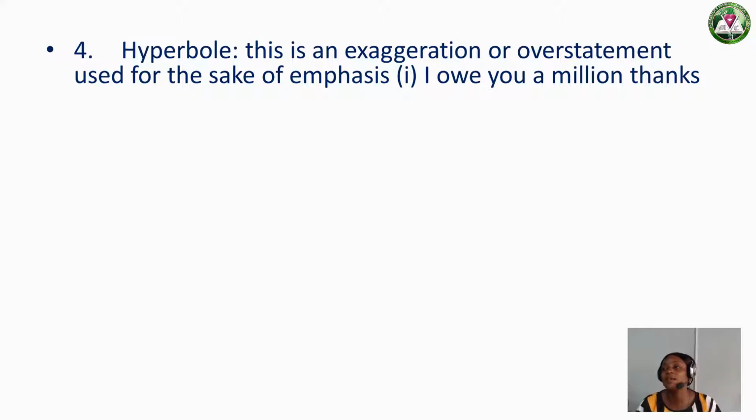We can also say, I ate a mountain of fufu. You know that there's no way someone can be so hungry as to eat a mountain of fufu. But because you want to express the level of hunger before the feeding, you say, I ate a mountain of fufu. That means you are so hungry that you ate much. So that is what we're trying to say there. We call it hyperbole.